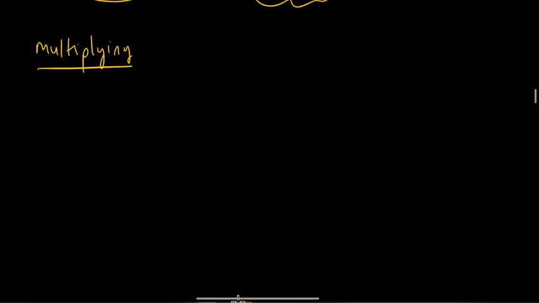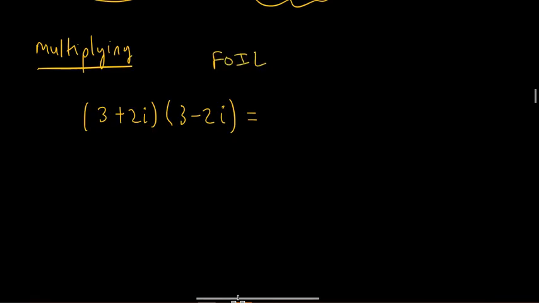Let's do 3 plus 2i times 3 minus 2i. Ooh, starting right off with a difference of squares there. Anyway, what you have to do is still essentially FOIL and try to simplify. So you're going to FOIL and then simplify.